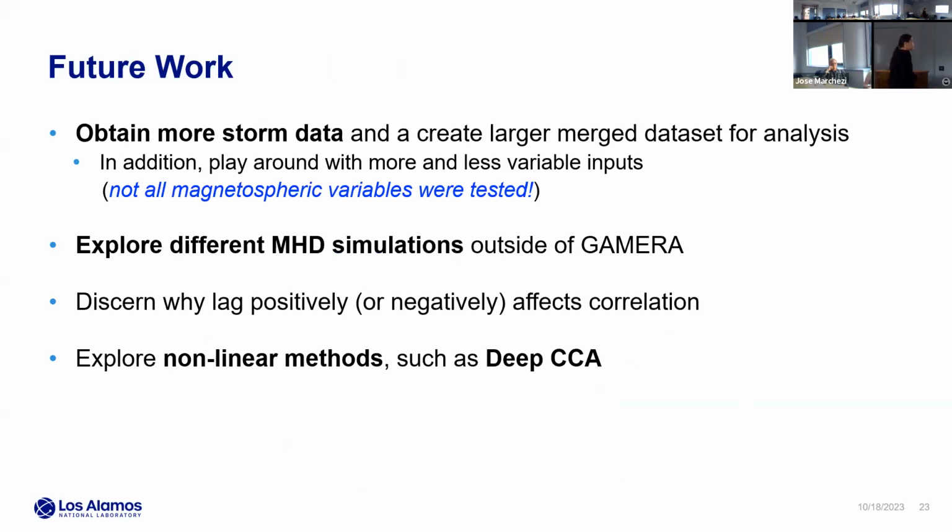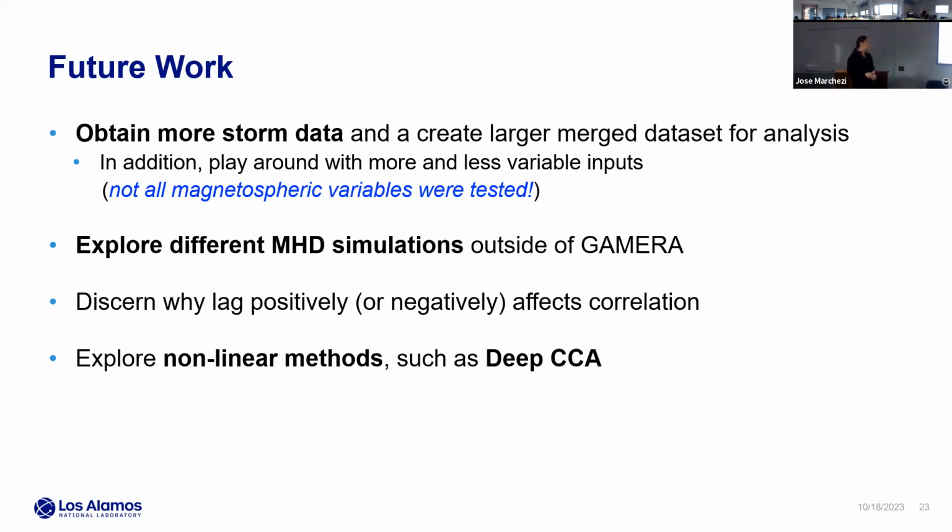For future work, we've only used 2 storms this summer. We definitely need more data. We want to create a larger merged data set for analysis. So I'll be running more of the Gamera simulation this semester to hopefully get some of that. Also, not all magnetospheric variables were tested. We did look at the SuperMAG indices, but we didn't look at all the magnetospheric indices that Gamera had to offer. So perhaps there could be a bigger driver in there that we just didn't test.